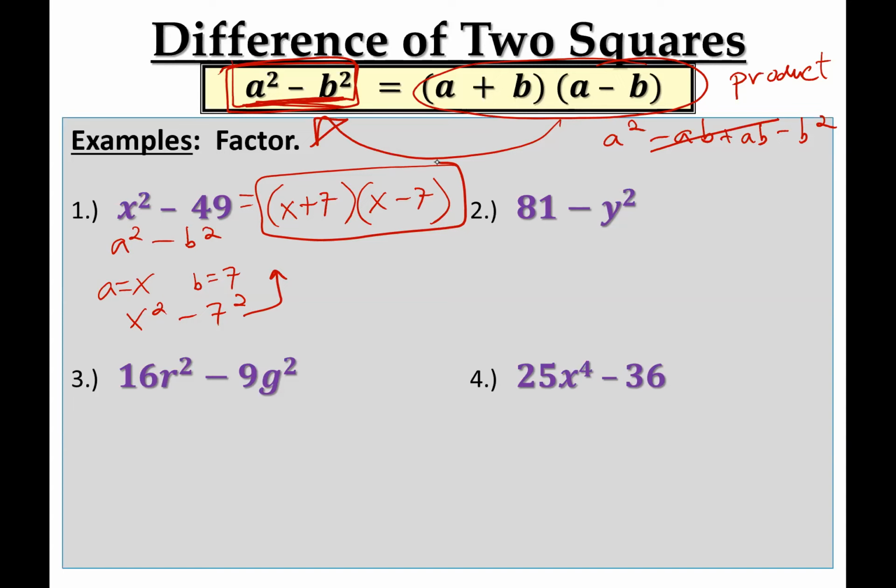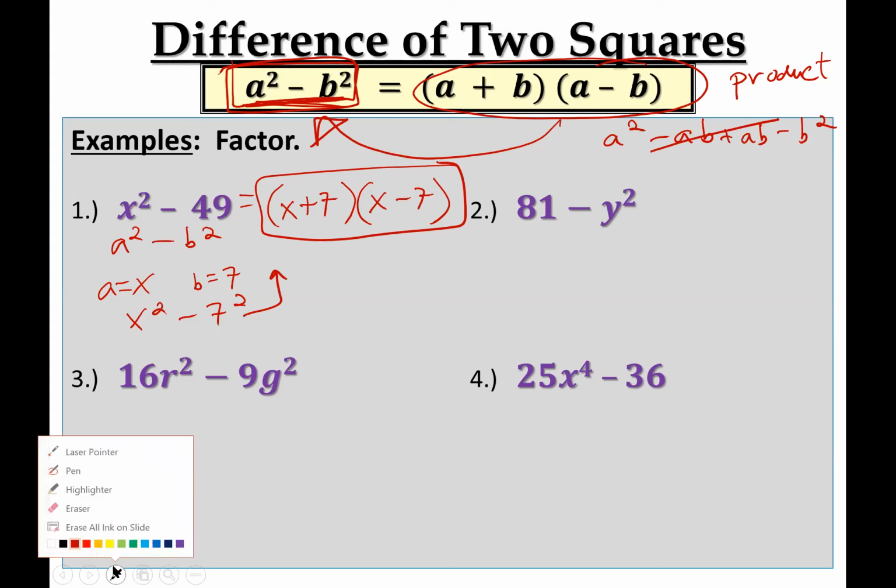So if we check this one, we would get x squared, and then my outside terms would be minus 7x, and then my inside terms would be plus 7x. They'd cancel out, and then my last terms would be minus 49. Okay, so let's try some more. Let's move on to number 2.